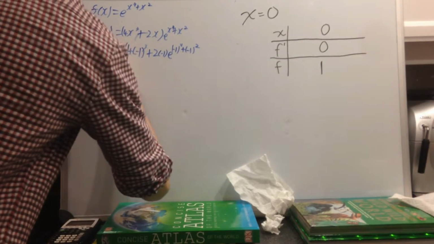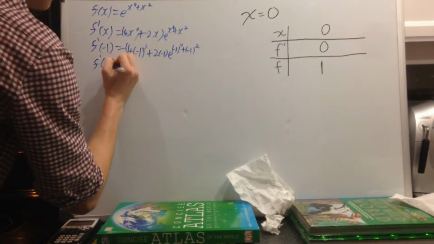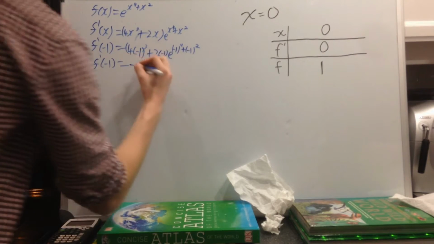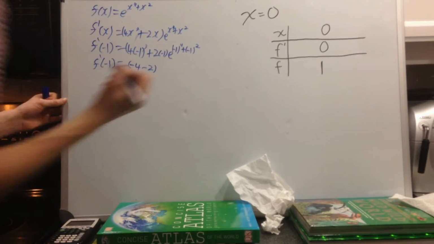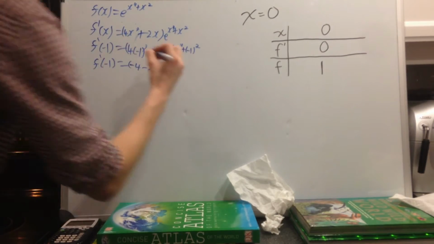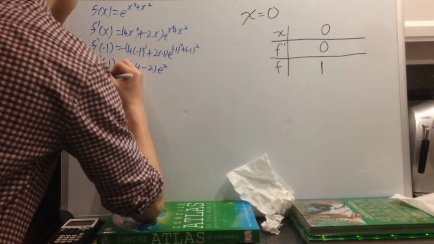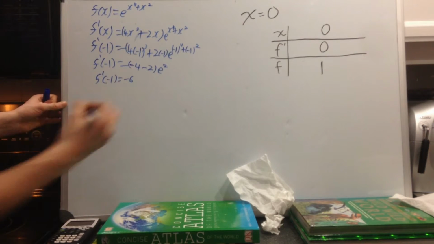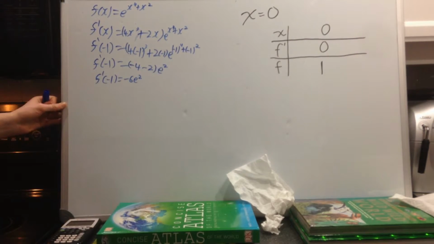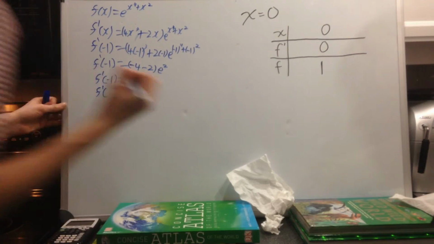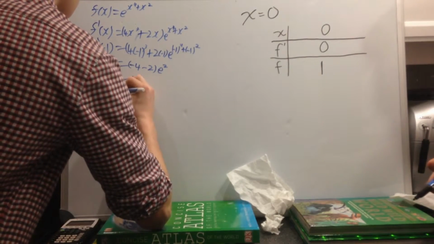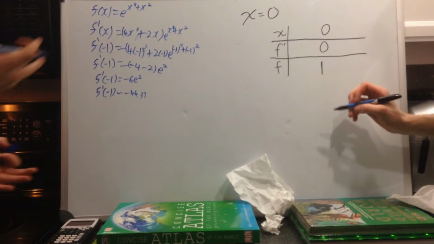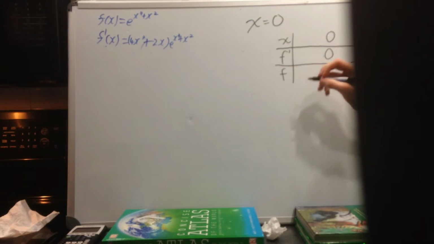Simplifying this, we end up with f prime of negative 1 equals negative 4 minus 2 multiplied by e to the 2, and this becomes f prime of negative 1 equals negative 6 multiplied by e to the power of 2, which equals approximately negative 44.33. This is a negative number. This shows that f prime is negative to the left of 0.